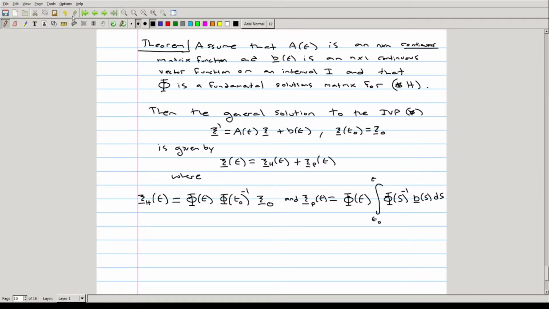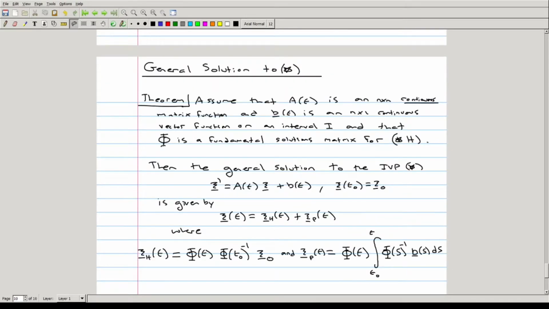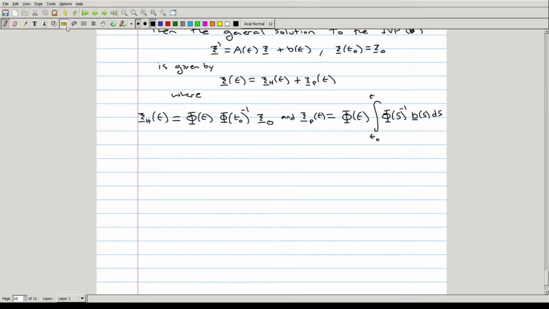And I'll go through and verify why this is the form for the general solution in the next page of notes. But I want to make a very important note here. This is exactly what we get when we go through and do the single ordinary differential equation variation of constants formula. Right, so this theorem can be titled variation of constants for first order systems of ordinary differential equations. And I'll show this in the following.